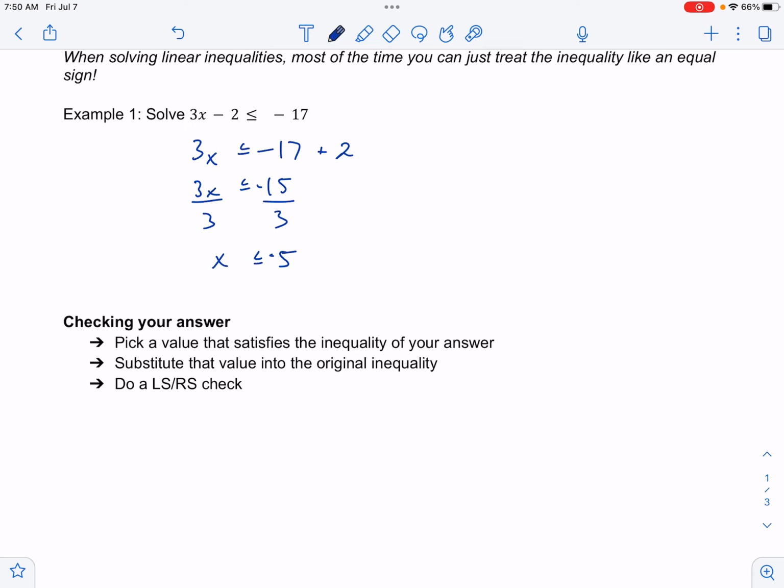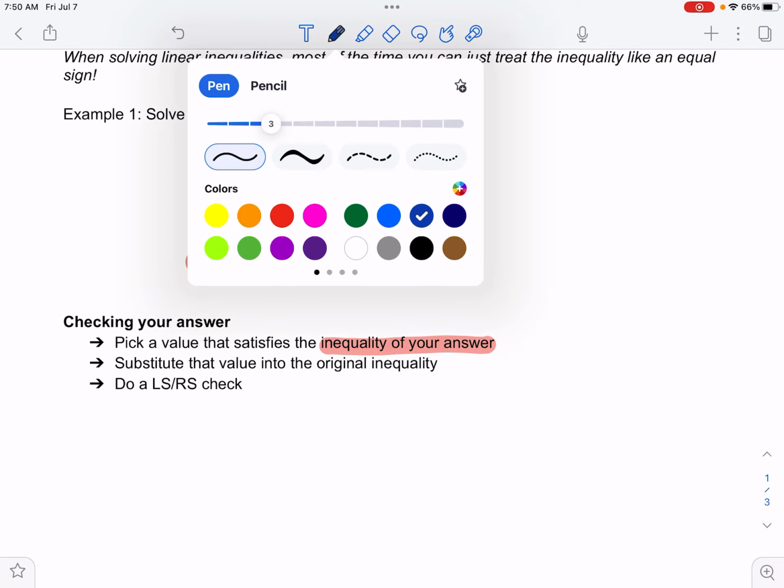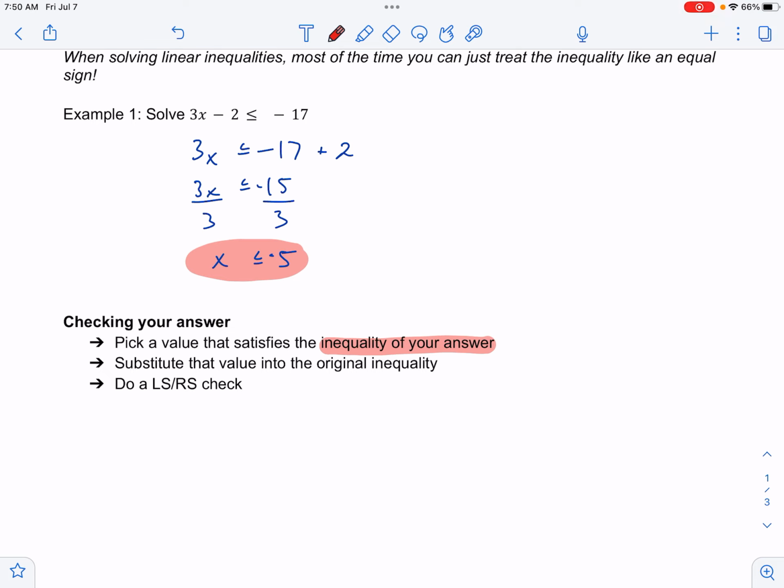Checking your answer looks a little bit differently when it comes to inequalities. Essentially, you're going to pick a value that satisfies the inequality of the original answer, okay? So my answer here is x is less than or equal to negative 5. So I'm going to ask myself, what's a number that's true? Negative 10. You could pick anything. You could pick negative 200, negative 6, negative 5.5. Technically, you could even pick negative 5 because it could be equal then.